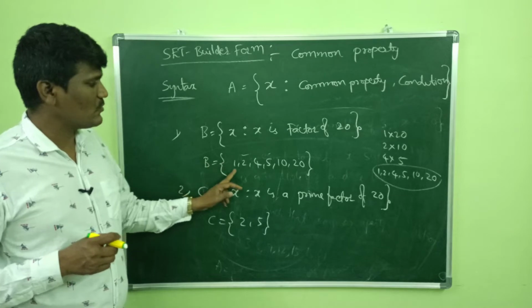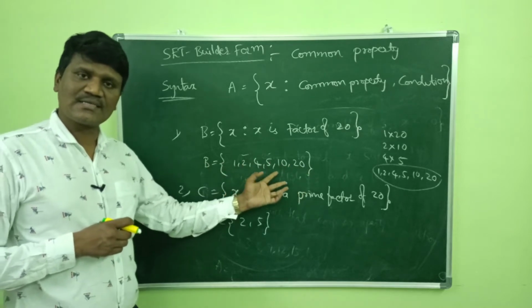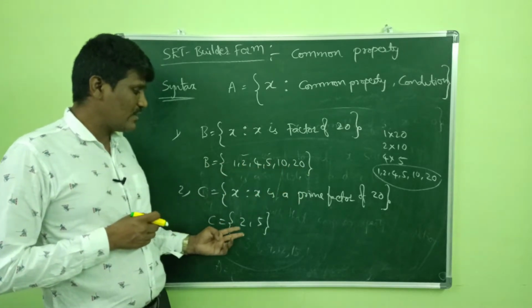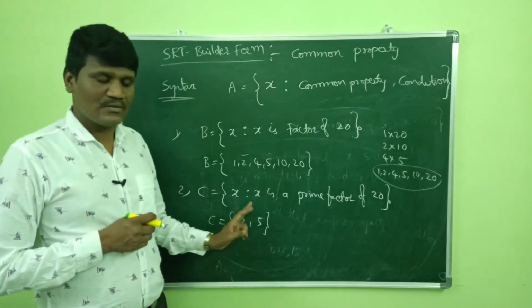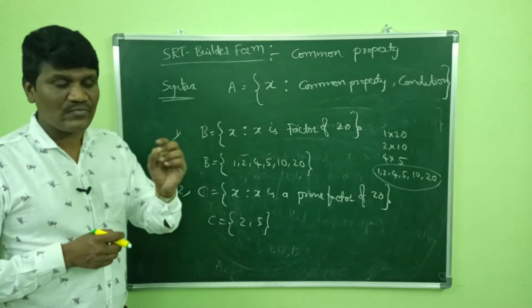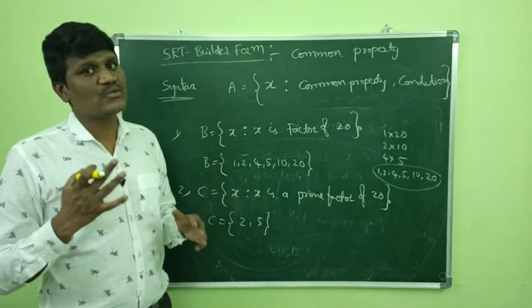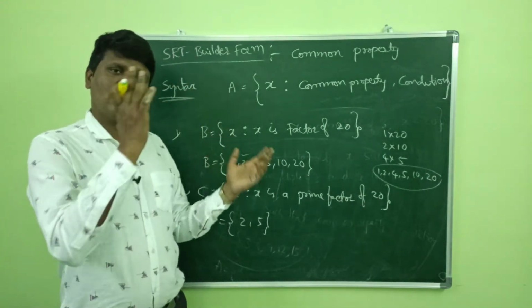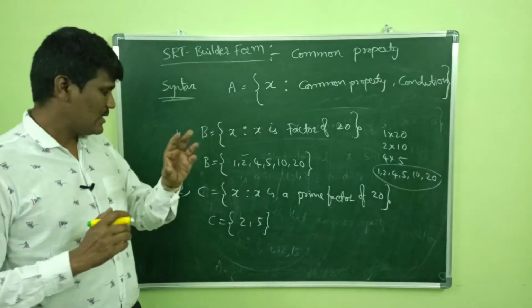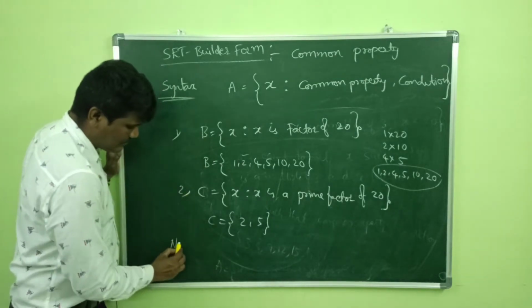Here B is equal to {1, 2, 4, 5, 10, 20}. Those are all the factors I have taken, but here only the prime factors I have taken. So 2, 5 are the only prime factors of 20. Okay, so this is the way to convert from set builder to roster form. Here you write a note.